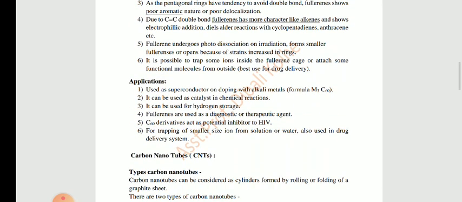So which are the applications or uses of fullerene? It is used as a superconductor on doping with alkali metals. It can be used as a catalyst in various chemical reactions. It can be used for hydrogen storage. Fullerenes are used as diagnostic or therapeutic agents. C60 derivatives act as potential inhibitors of HIV, and for trapping small size ions from solution or water. So for that purpose it is also used and it is useful for drug delivery systems. So medical application is also there. So this is all about the structure, properties and applications of fullerene.